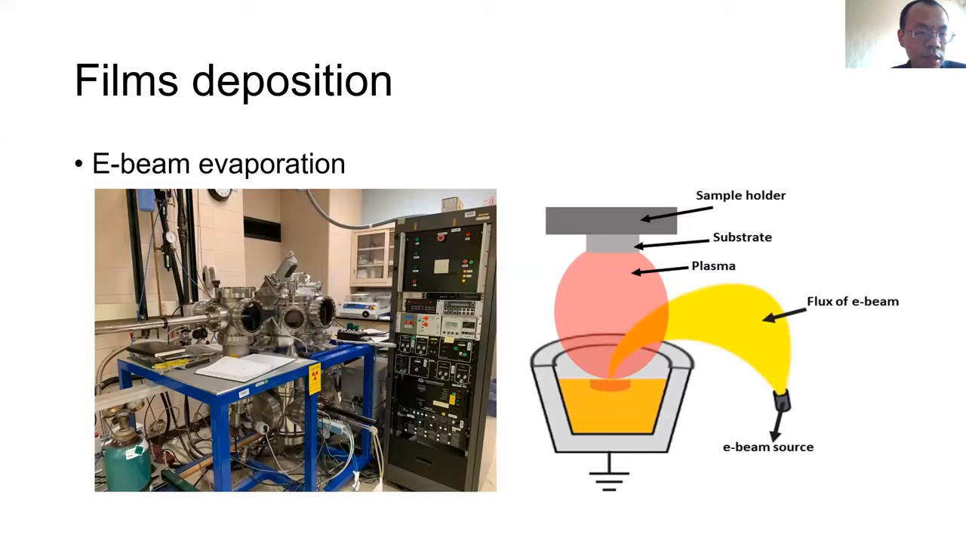So for the e-beam, another technology for film deposition is e-beam evaporation. It can be used to deposit some metallic materials, since metals are conductive. So the electrons would not accumulate on these materials.